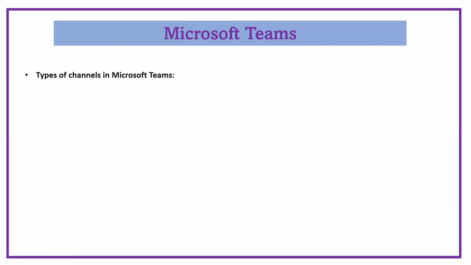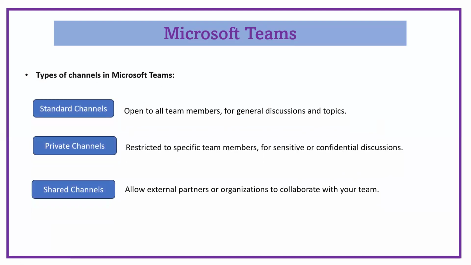Types of channels. There are three types of channels: standard channels, private channels, and shared channels. The definitions are here. A standard channel is open to all team members for general discussion on topics. As soon as you create a standard channel, anyone in the team can view the channel and join it. A private channel is restricted to specific team members for sensitive and confidential discussions. Only the owner can invite people, and only invited people can view the channel. That's how it works.